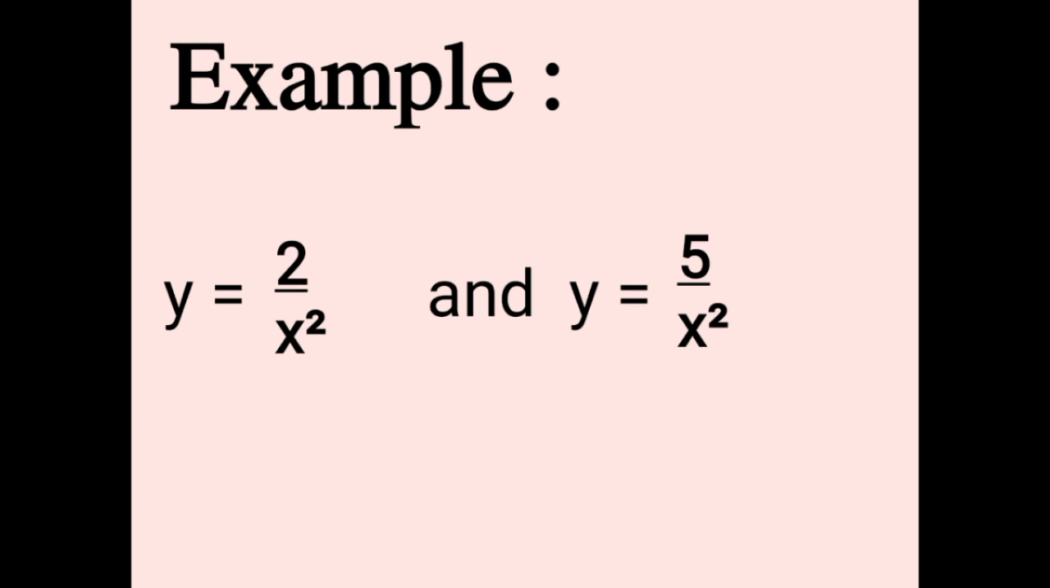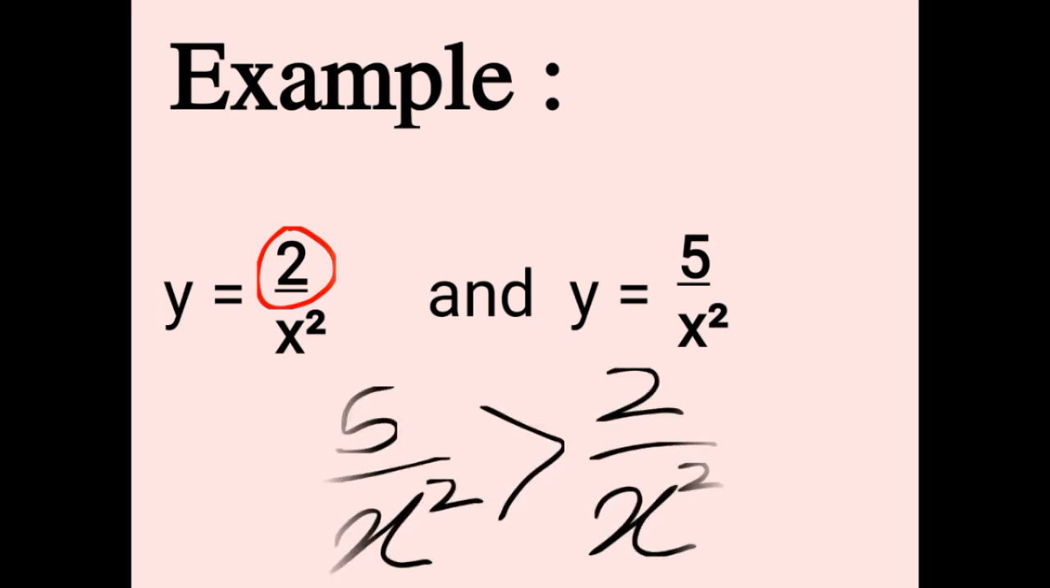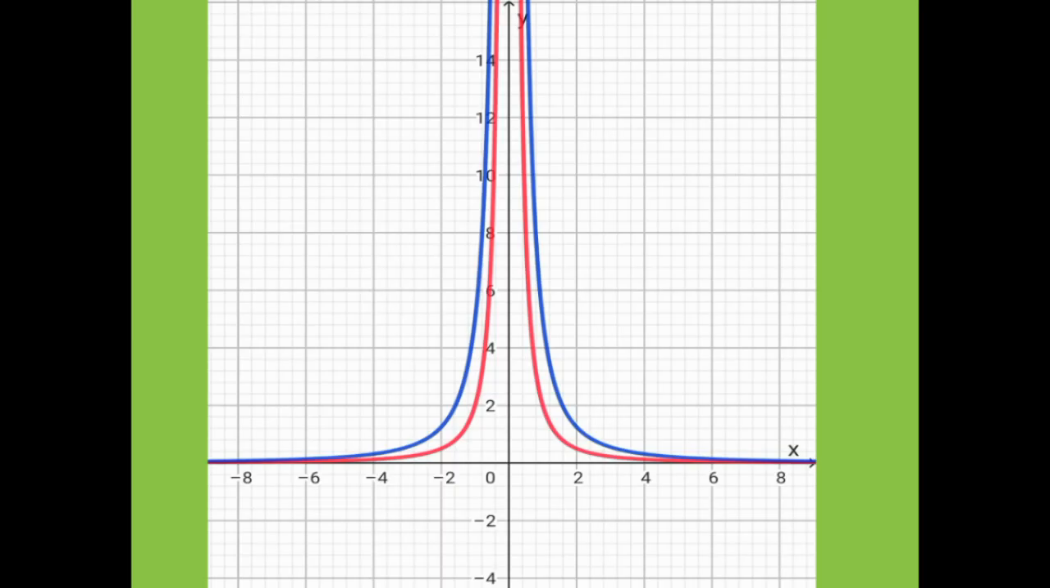This is because x squared is always positive, and for y equals 5 over x squared, the numerator is 5, which is larger than y equals 2 over x squared, where the numerator is 2. So, for all values of x, the y values of y equals 5 over x squared are greater than that of y equals 2 over x squared, and hence the two graphs would take the following shapes.